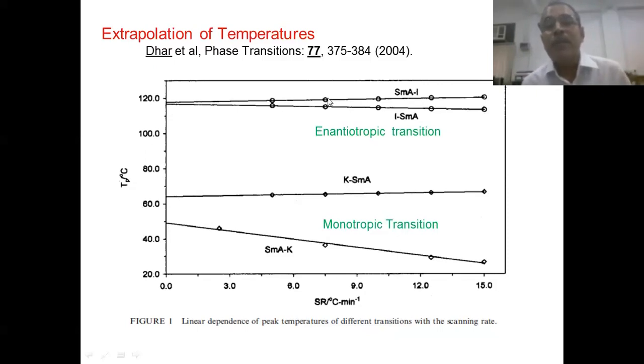There are many transitions which do not occur at the same temperature. They are called monotropic transitions. For example, here, this is monotropic, but this is enantiotropic, and you can see that they match at 0 degrees Celsius per minute. So this is an important technique that we have developed to obtain transition temperature under virtual thermodynamic equilibrium conditions by extrapolating these results. So this is very important.